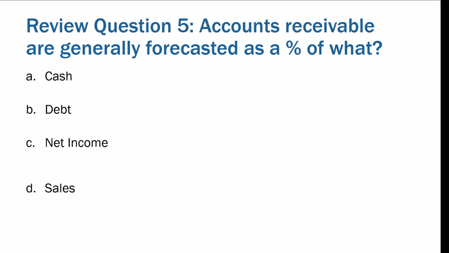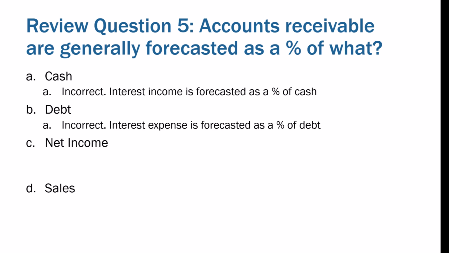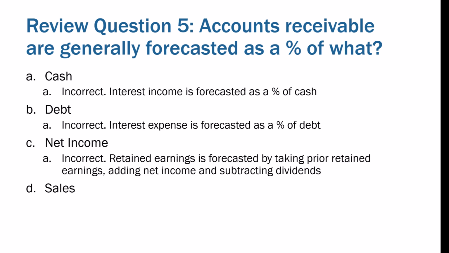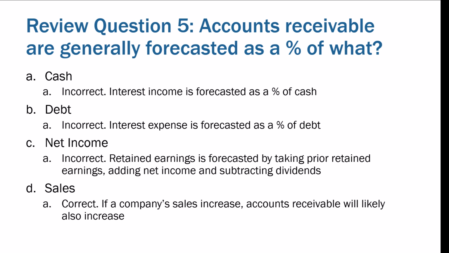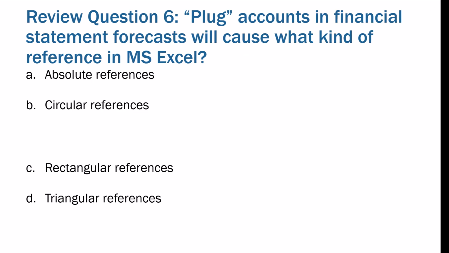Well, it's not cash. Only interest income is based on cash. It's not debt. Only interest expense is based on that. It's not net income. That's just a computation. It is generally going to be sales, and as a percentage of sales, that those are going to be forecasted, unless a company is going to separately forecast days receivables, as an example.